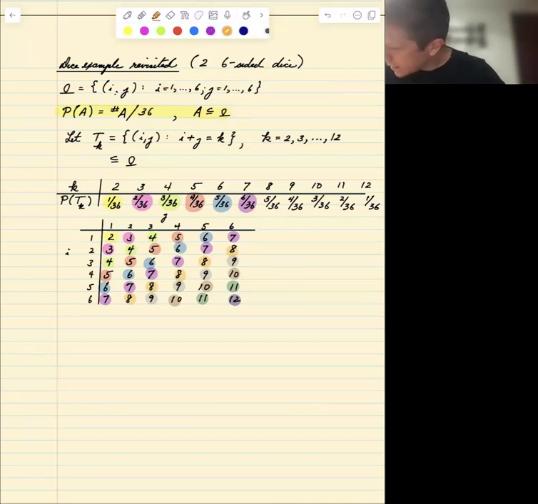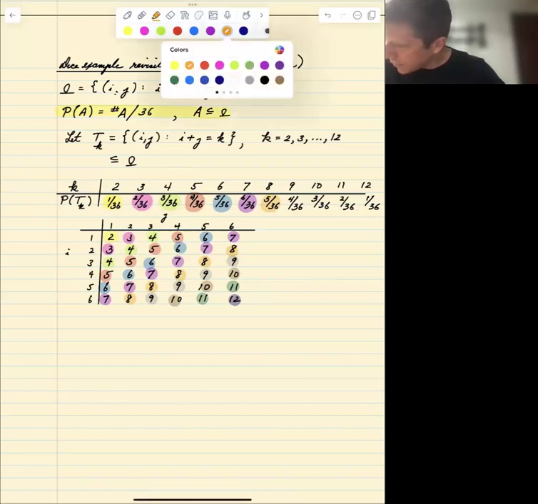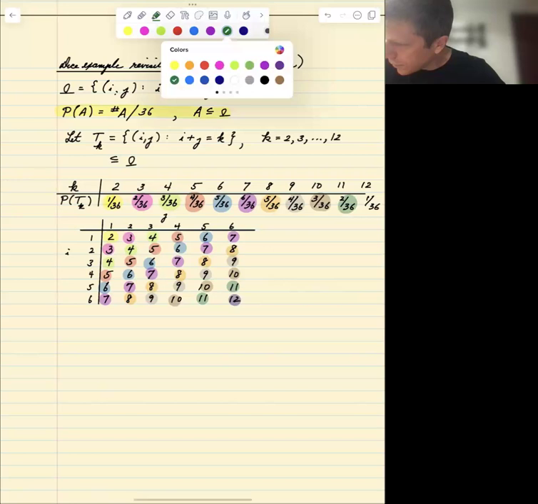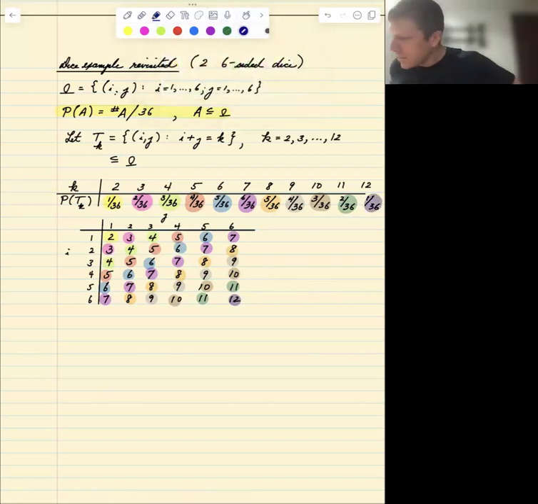7, 8, 9. What was 9? 9 was gray. 10 was brown. 11 was dark green. 12 was dark blue. So, fully color coded. Okay. So that's your distribution.